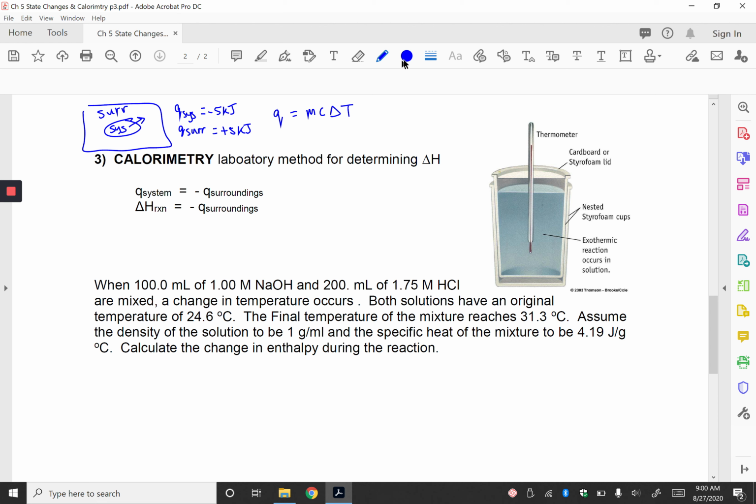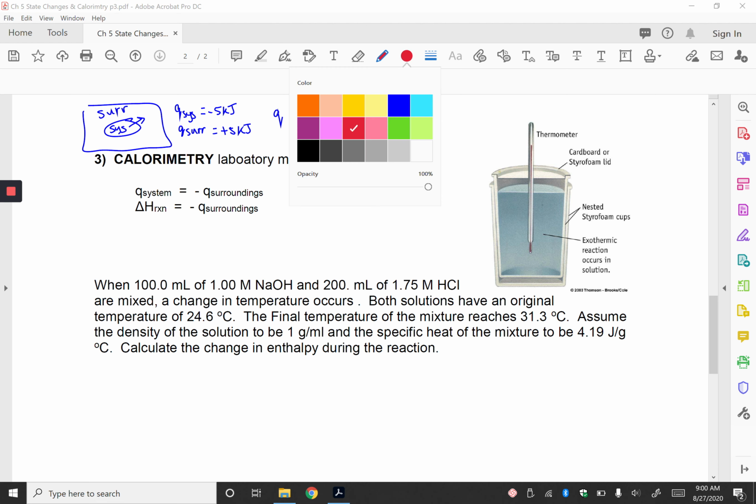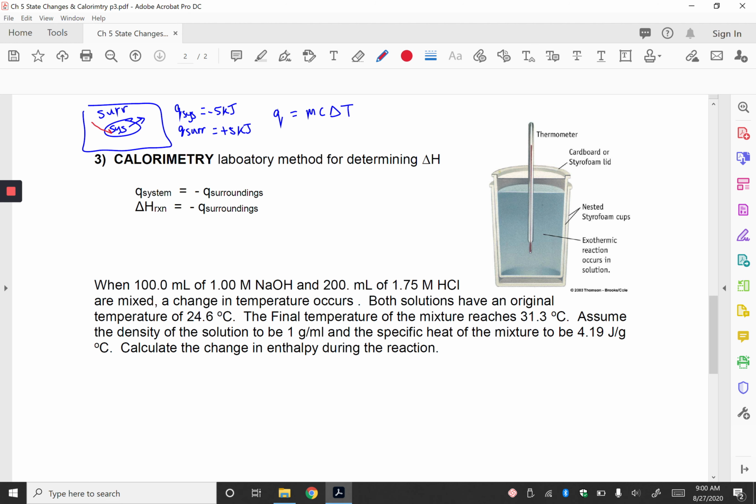What if it's the opposite? So what if it's endothermic? Endothermic means the system is absorbing energy, so we're taking energy from the surroundings, giving it to the system. So let's say Q of my system is positive 8 kilojoules because it's absorbing. That means Q of my surroundings is negative 8 kilojoules because the surroundings are releasing energy to the system.